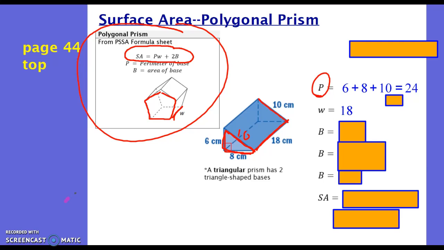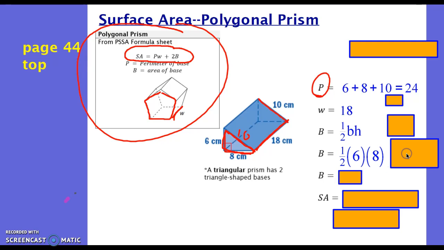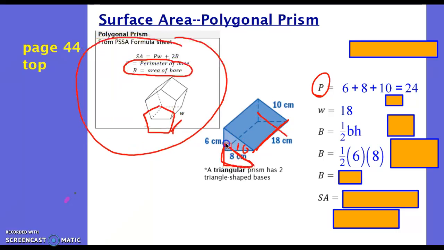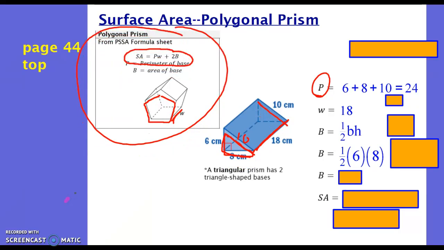The base, capital B, means the area of the triangle. So the area of a triangle, the formula is 1/2 base times height. So I'm going to take 1/2 times 6 times 8, because the base and the height are the sides that come together, that touch that right angle mark. So one is the base, one is the height. So to calculate that out, the area of the base, or the area of the triangle, is 24.